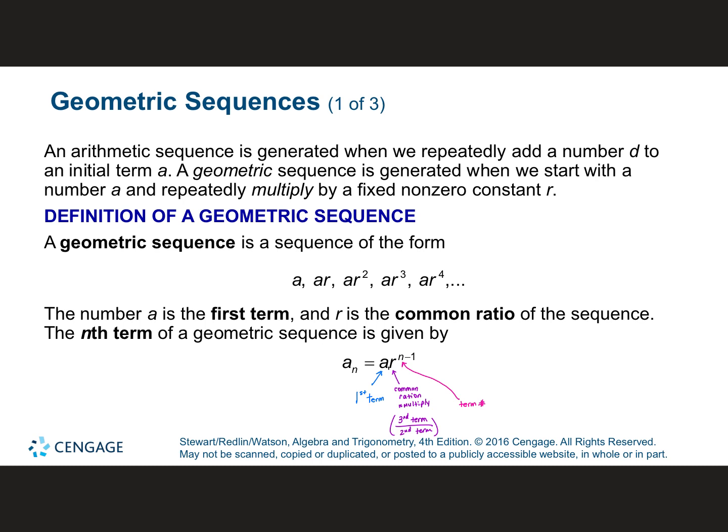You can find that common ratio by doing your third term divided by your second term, or something like your first term times what is your second term, and then if it's the same for all of them, that's your common ratio. And then that n is the number of the term you're finding.